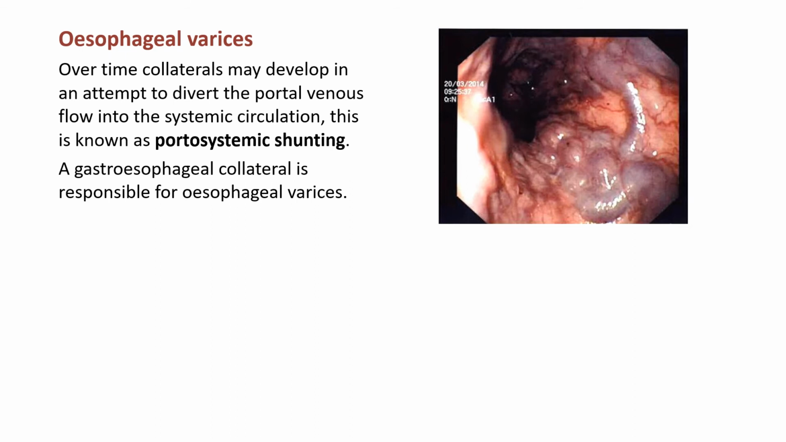And in terms of esophageal varices, this is a gastroesophageal collateral that is a common development of this portosystemic shunting. And it gives these varicose veins in the esophagus, the esophageal varices.